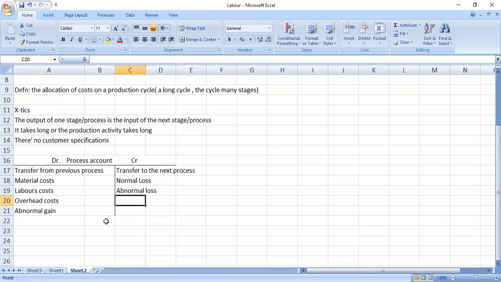Then, because it's a T account, the total on this side must always equal the total on this side. So, guys, that's how a brief process account looks. I want us to look at a question and see how this fills out. I have a couple of questions here.